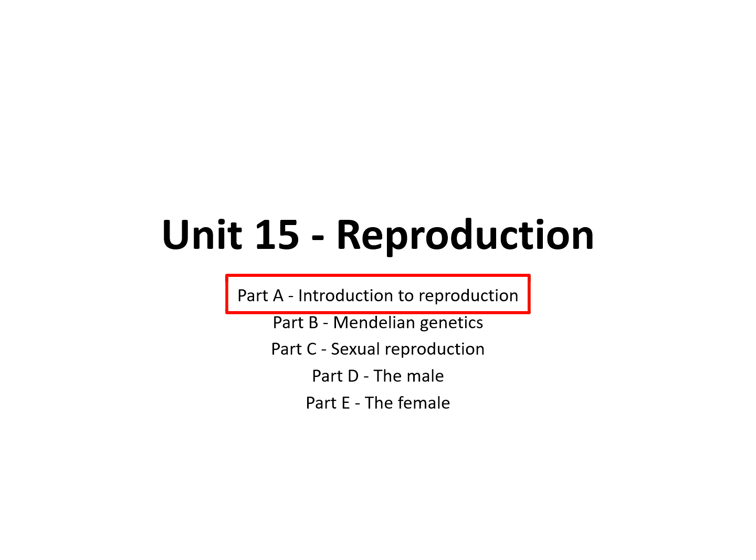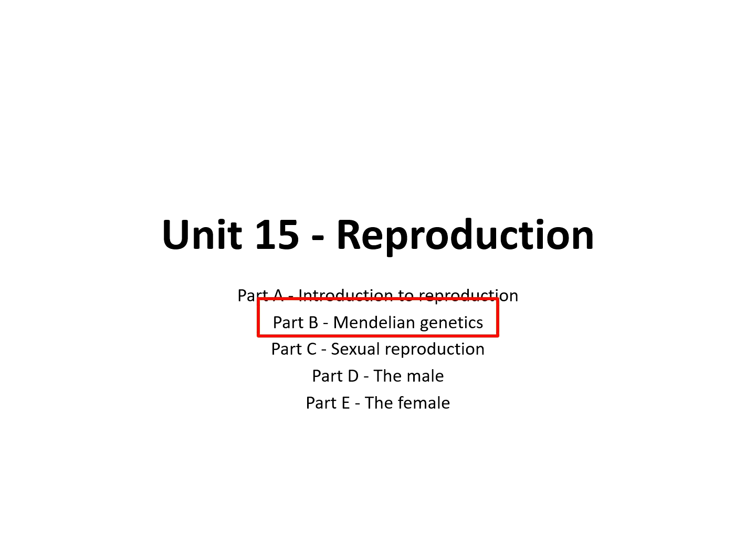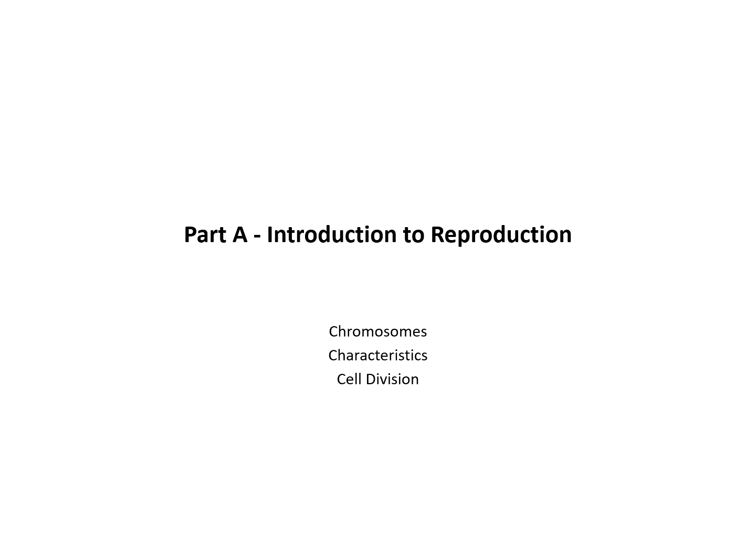Part A, this one. Part B, dealing with Mendelian genetics. Part C and D, sexual reproduction in the male, will be in the 3rd video. And the last video is Part E, the female. Under the introduction to reproduction, we'll look at chromosomes, briefly at characteristics, and briefly at cell division.